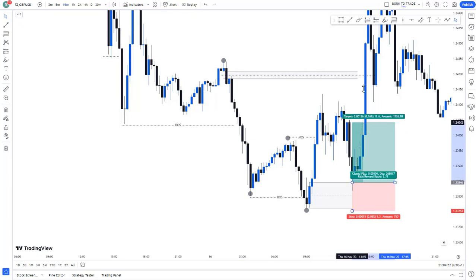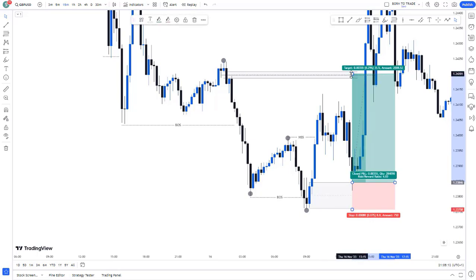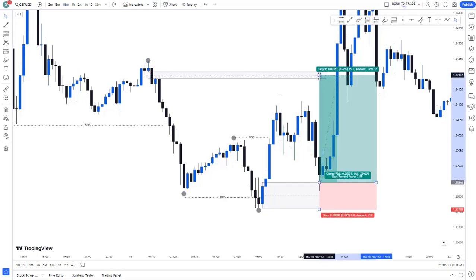So I went for my 1:4, which I usually go for. So this is about 1:4 right here. Okay, this is my 1:4 right here. So like I said, I added 1 pip to the low of this zone. So my 1:4 was somewhere right here, about the 50% of the fair value gap. Okay, so this is the whole trading setup.